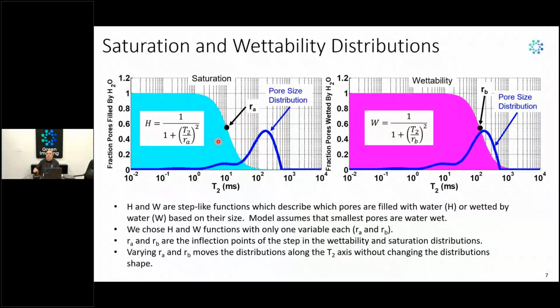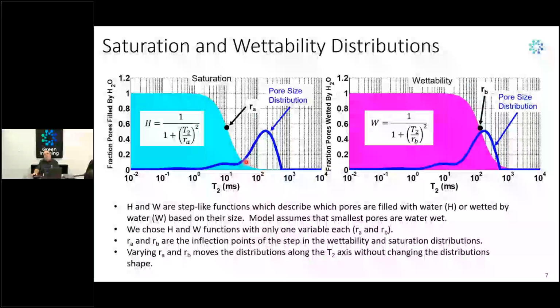But now it becomes clear how the H and W functions mix the T2 distribution. By varying RA and RB, I'm sliding the H and W functions along the T2 distribution. So if I want my predicted T2 distribution to have only a few pores entirely filled with water, then I move my RA inflection point left or right until I have that.